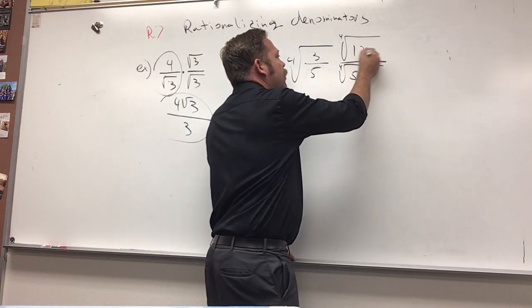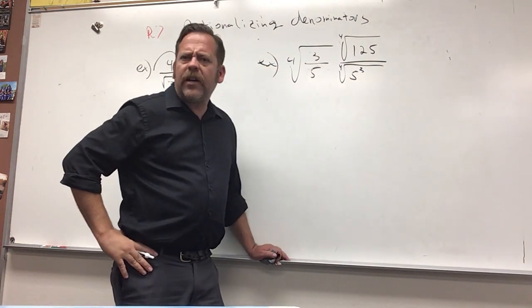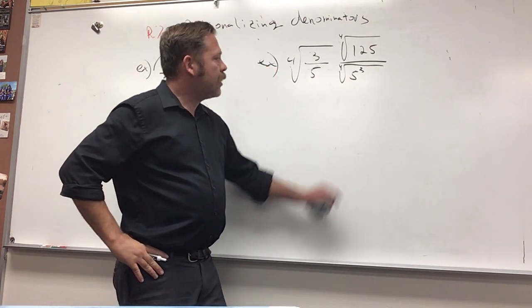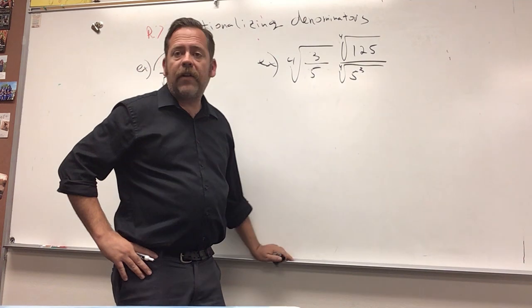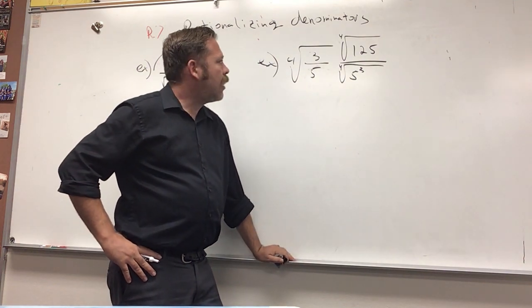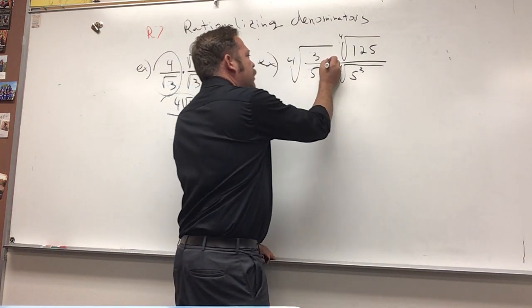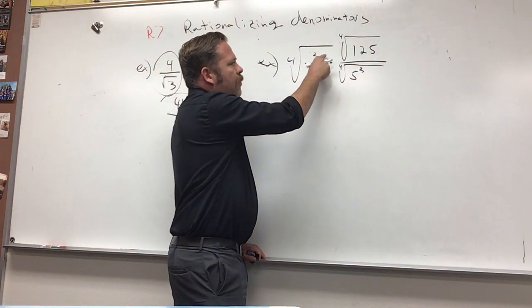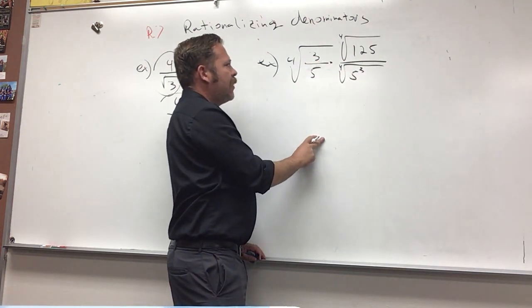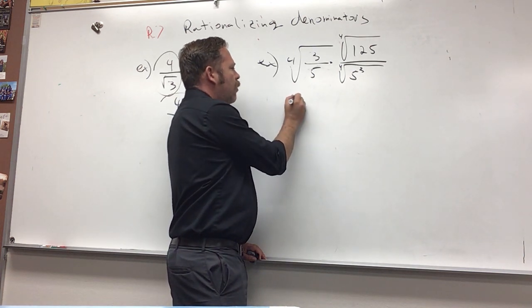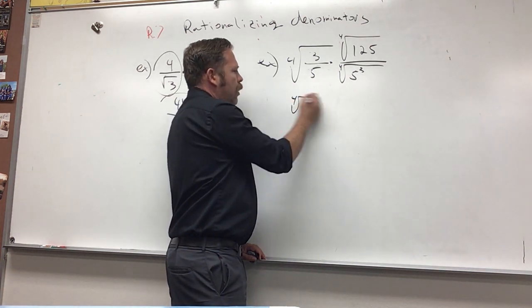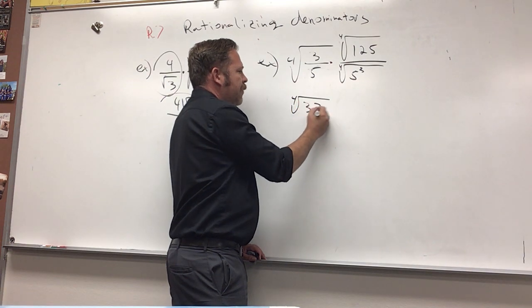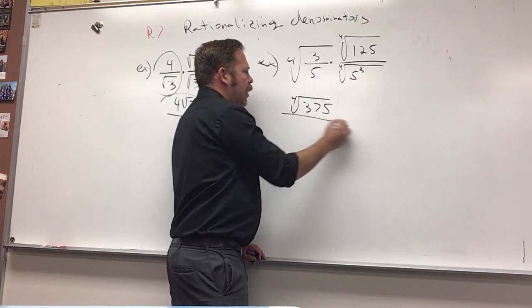So 125. Is that equal to 1? Sure it is. Because this is the same as this, and anything divided by itself is 1. All right, so I multiplied by a version of 1 that's going to rationalize this denominator. But let's see what we have here. When I multiply the top, 3 times 125 is 375. So I have the 4th root of 375 on the top.